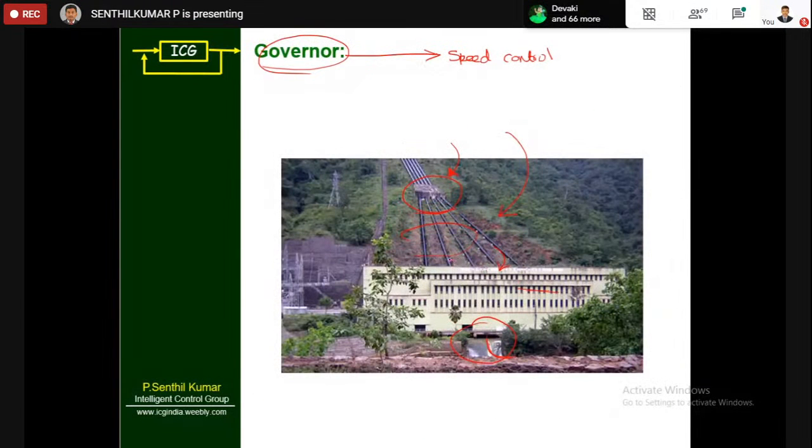Imagine this situation: there is no possibility of overflow of water or water coming at high speed. In that case, there is no need for a governor, so it's a safety device.